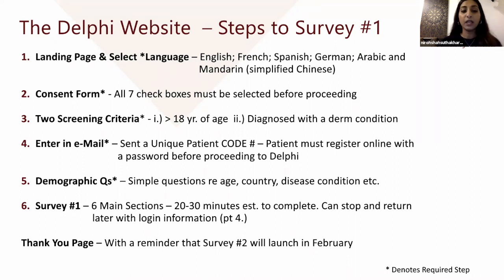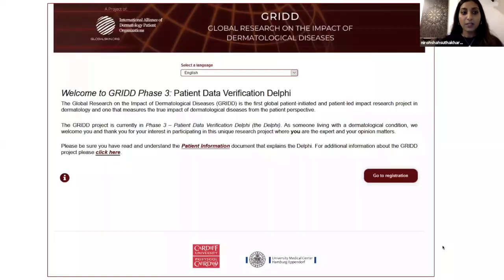Afterwards, you will be giving your email address in order to receive an email with a unique patient code, and the patient must register online with a password before proceeding to Delphi. You will then be forwarded to the demographic questionnaire, and I'm going to show you in a bit what this questionnaire entails. At last, we have the Delphi survey, which is the core of this phase. And after completing this survey, you will receive a reminder for the second survey for round two, which will be launched in February. So this is how the landing page looks.